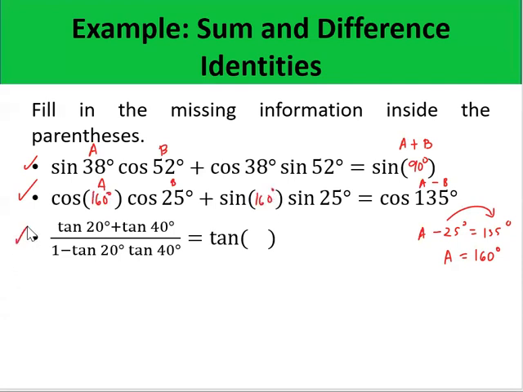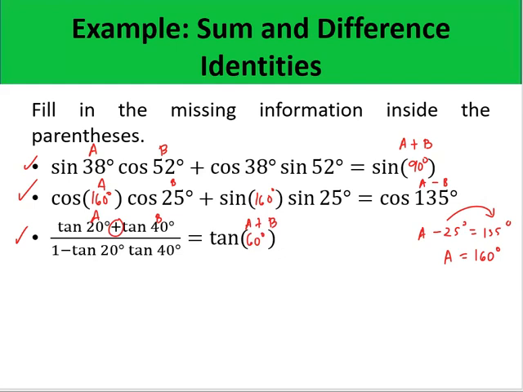So the missing information here is 160 degrees. Now for the third bullet, we have tangent of 20 degrees plus tangent of 40 degrees over 1 minus tangent of 20 degrees times tangent of 40 degrees. From the form of this expression, this must be the sum identity for tangent, where A is 20 degrees and B is 40 degrees. So this must be tangent of A plus B, which is 20 plus 40, which is 60 degrees.